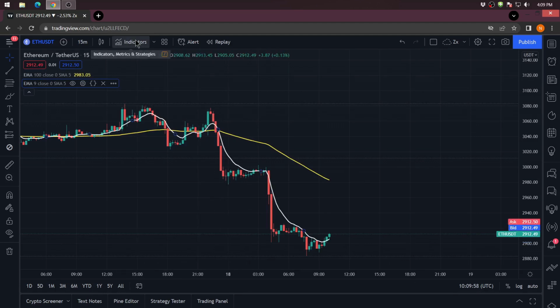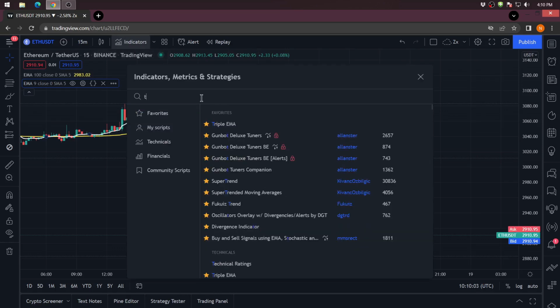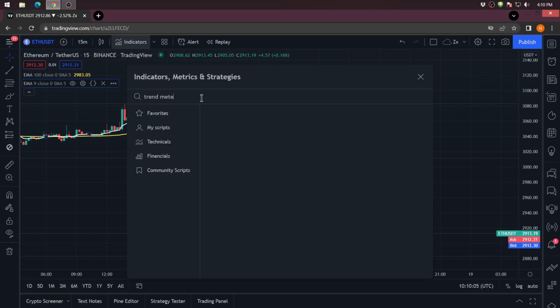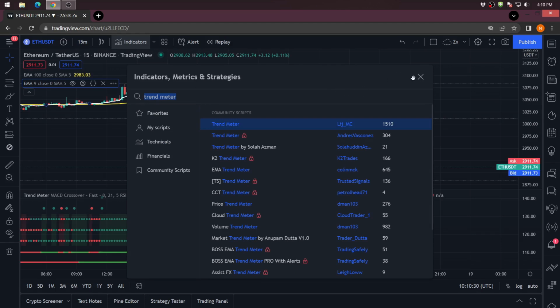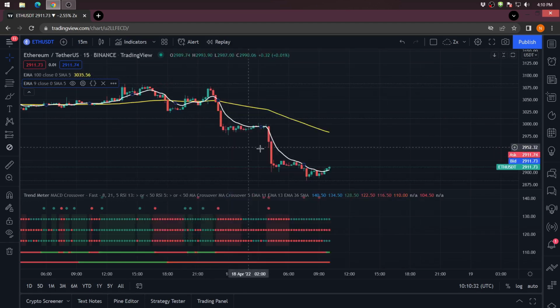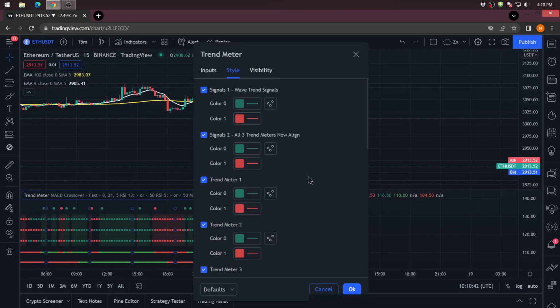So I go again to the indicator library and write Ten Meter. On the right side, you can see one indicator, Ten Meter by Liz MC. I simply click to add it on my chart and close the indicator library. Now I have to set up the Ten Meter indicator. I go to the Ten Meter indicator settings, and from here I have to increase all the opacity.